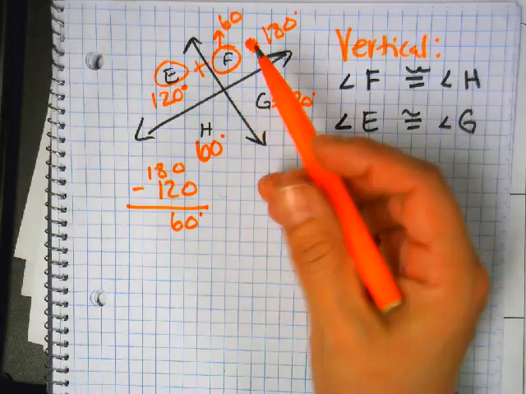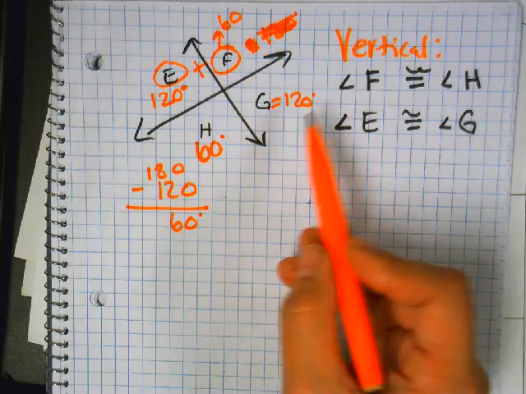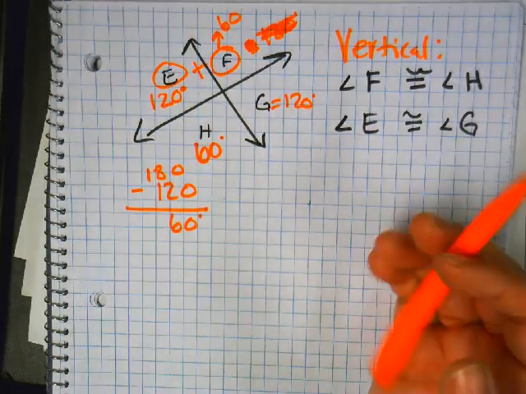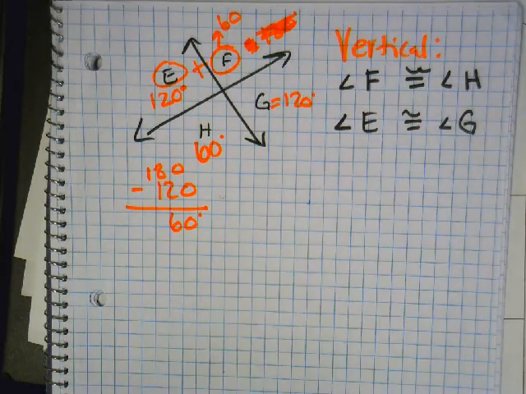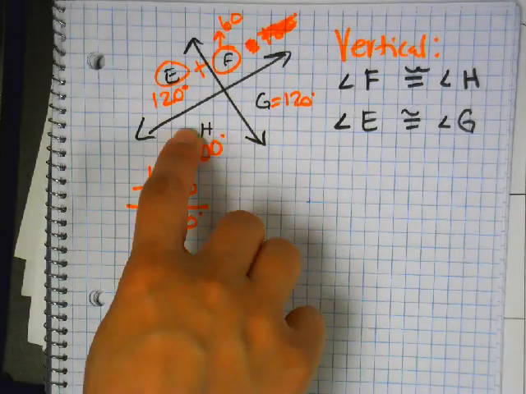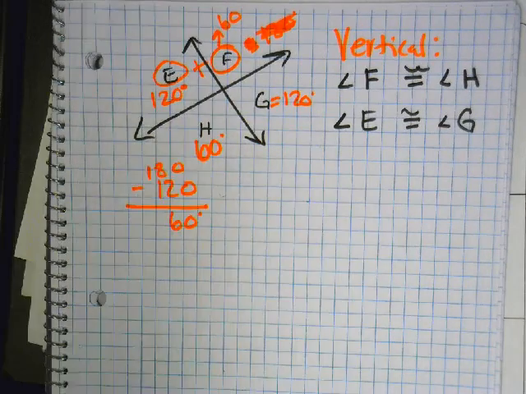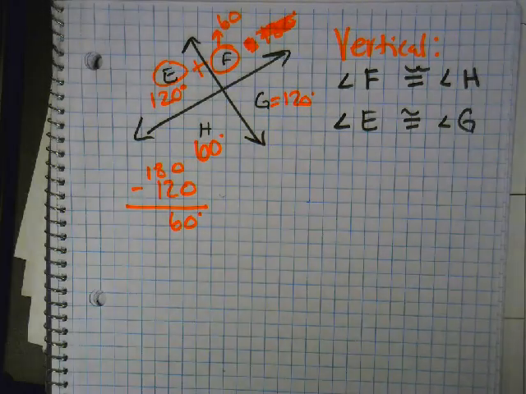If I add up 120 plus 60 plus 120 plus 60, does anybody know what that equals? 120 plus 120 is 240, and 60 plus 60 is 120, so 360. And 360, what does that look like? A whole circle. So you went all the way around in one big circle. How many degrees total is that? 360.